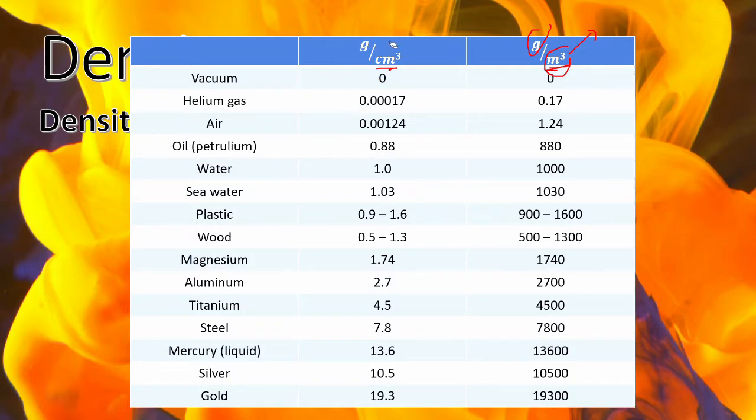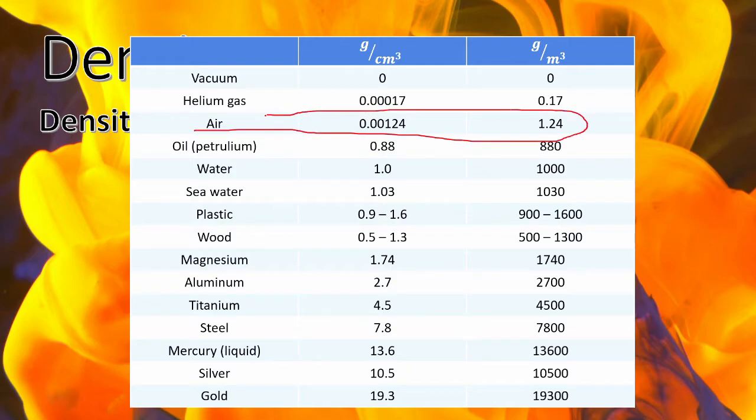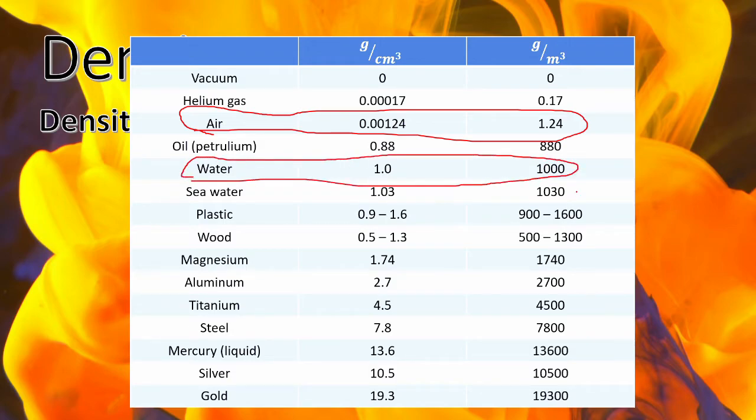First, vacuum, we have 0, of course, because usually in a vacuum there would be no weight or no mass to be able to measure. And next are helium gas, air, and petroleum. These are all the standards. As we have mentioned earlier about specific gravity, this is actually the standard for gases, and we have water for solids and liquids.